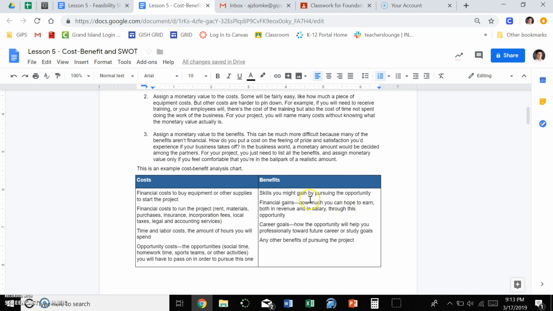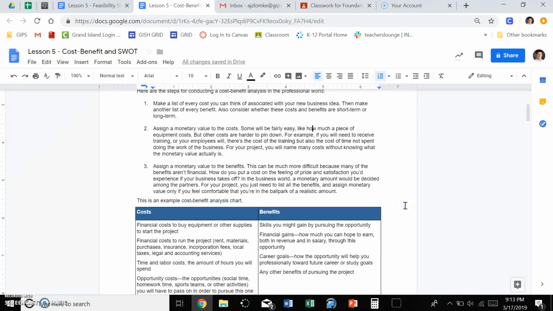Then you can also think about, hey, what other benefits am I going to get? So yeah, I'm going to have costs, but I'm going to get things out of this. So what skills am I going to gain? What are my financial gains, so what kind of money do I think that I'm going to make through my business? What kind of career goals am I going to have, so what am I going to gain that'll help me in the future with my career? And what are some other benefits that you might have, such as helping society or being able to make a change in the world?